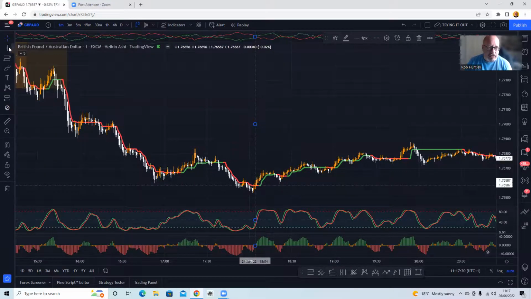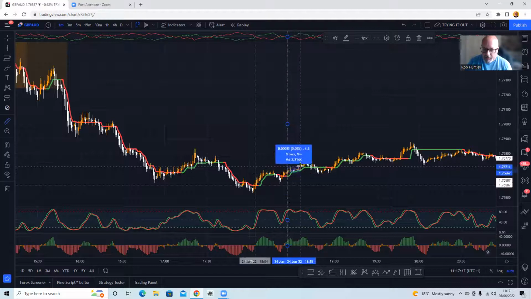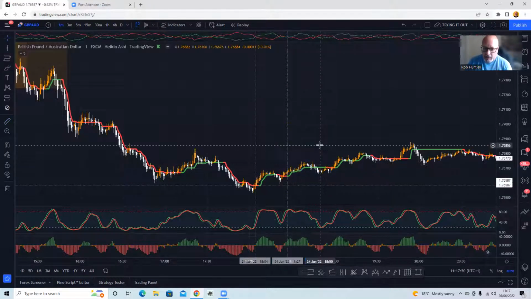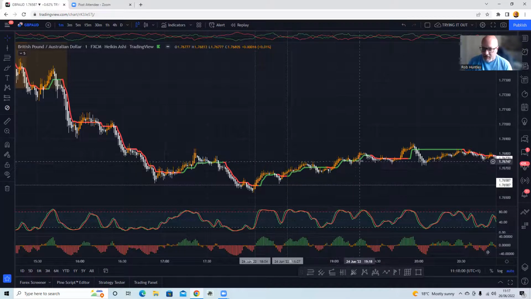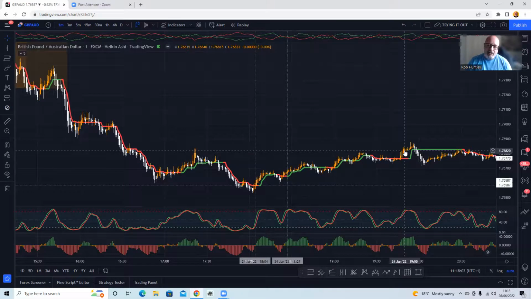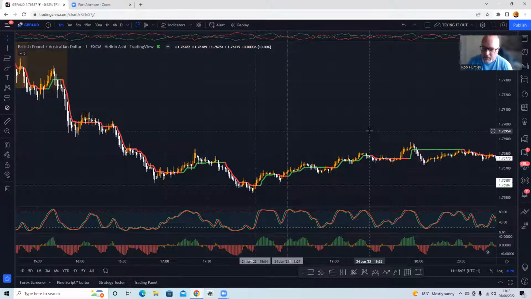Then you've got this area here. Again, you've got the vortex crossing there. You've had the QQE threshold turn green, or maybe it turned green the one before, and that might also be an opportunity for another 5 pips. So you could do 5 pips, 5 pips, 5 pips, 5 pips, 5 pips. So 1, 2, 3, 4, 5, maybe 5 lots there, 25 pips.